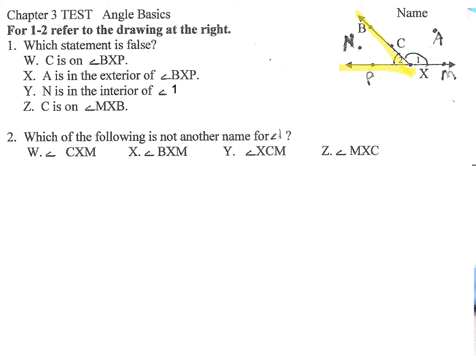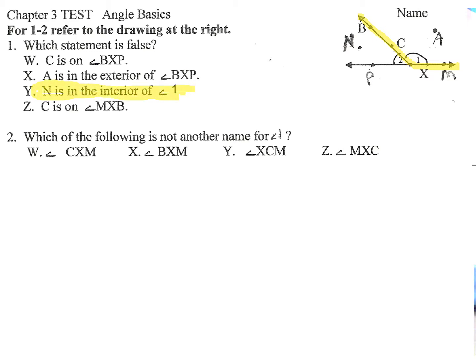All right. N is on the interior of angle 1. So that's a different angle. Angle 1 is right here, opening up. You see the little arc right there? That's telling you angle 1 is that section. So is point N on the interior of angle 1? No, it's on the exterior. This will be the interior, N's on the exterior. So that's our false statement right there.